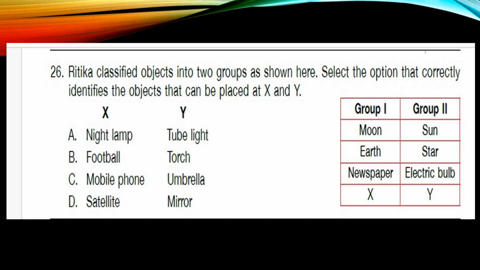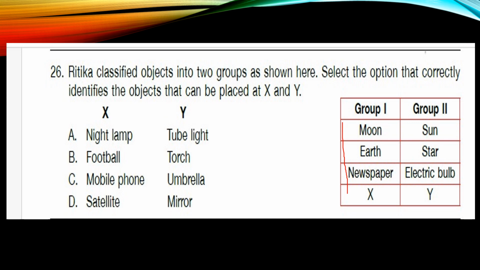Question number 26. Ritika classified objects into two groups as shown here. Select the option that correctly identifies the object that can be placed at X and Y. In group 1, moon, earth, newspaper and X. Group 2, sun, star, electric bulb and Y. In group 1, these all objects are not a source of light, and in group 2 all objects are source of light.